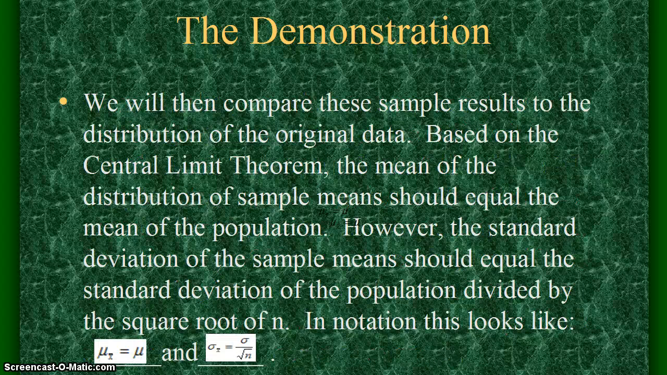Then we'll compare the sample results to the original data based on the central limit theorem. It says the mean of all the sample means should equal the mean of the population, and the standard deviation of all the sample means should equal the standard deviation divided by the square root of n.